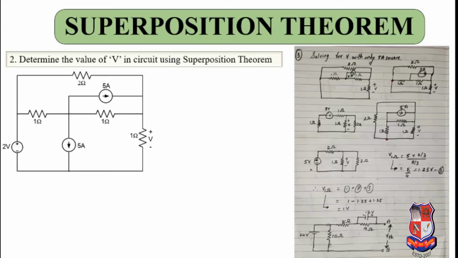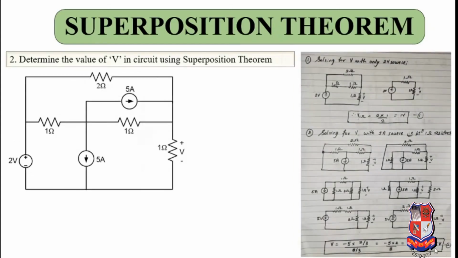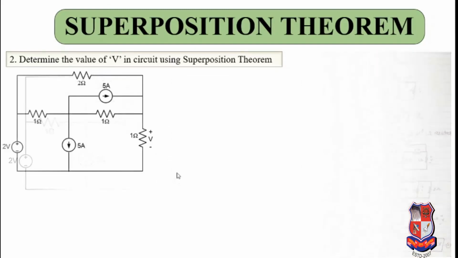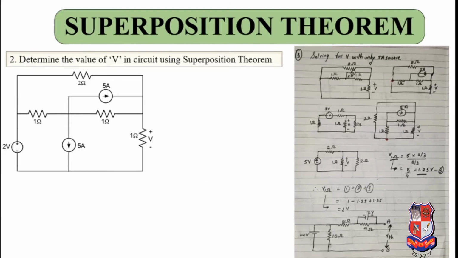From this you can see we found the voltage across 1 ohm, that is 1.25. In the previous case we got minus 1.25, and this minus 1.25 will get added with plus 1.25, giving us 0. So it will cancel, and whatever voltage we are left with is 1 volt. So the answer should be 1 volt. On adding this we get the answer as 1 volt.